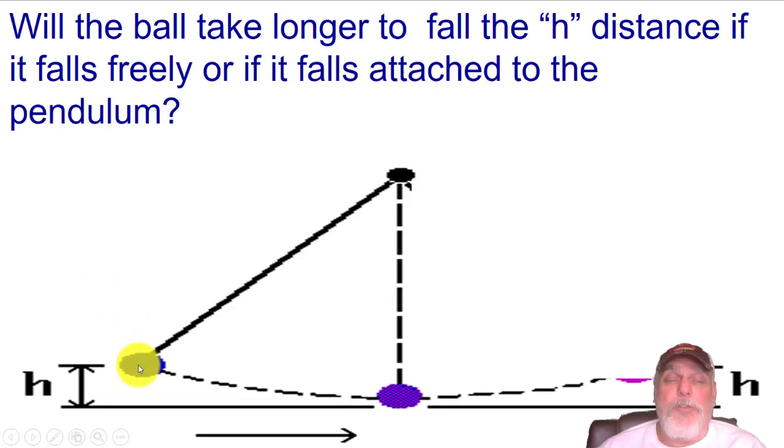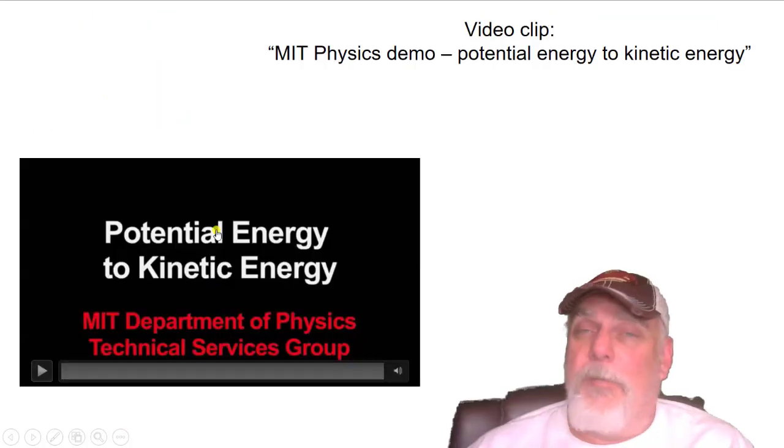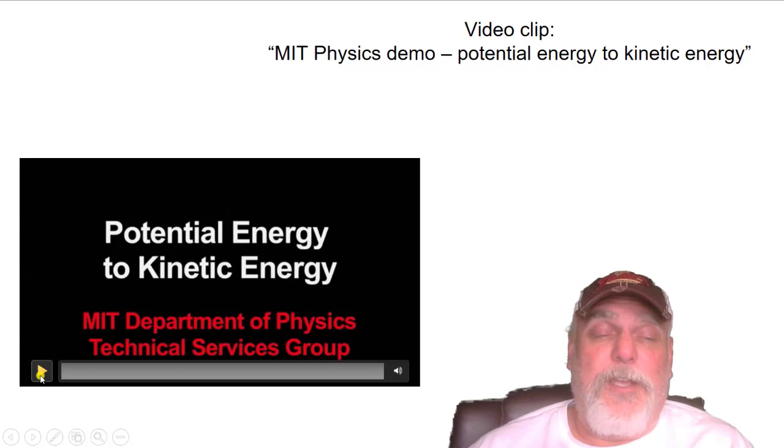Now, how would that compare to if this was a pendulum? So the exact same weight, exact same height we started from, but now it's attached to a string. If I release it here and it swings, would it take longer to get to this point than it did to just fall from here to there? What do you think? You may be surprised by this. Let's take a look at this MIT video.